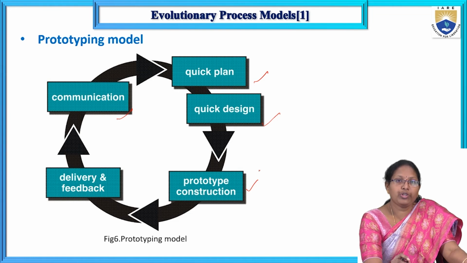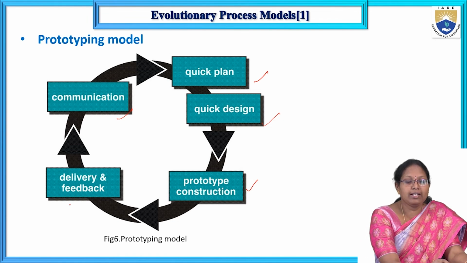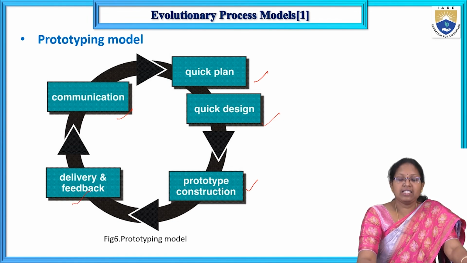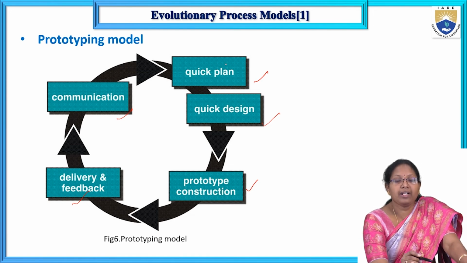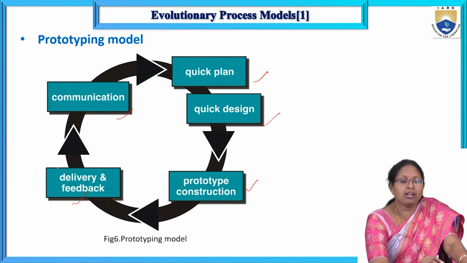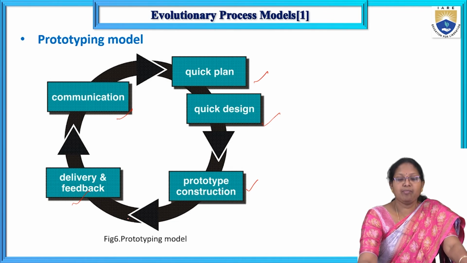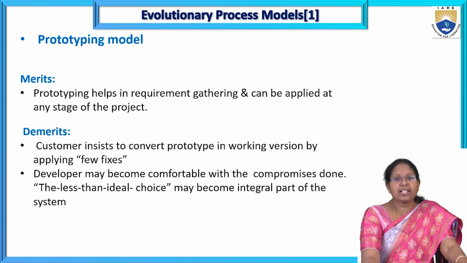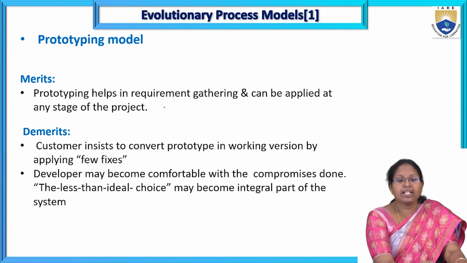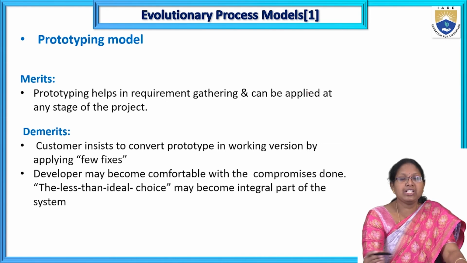Construct the models and the prototypes. Then go for delivery. While delivering, consider the feedback. Based on the feedback, go for communication, quick plan and quick design, then plan, prototype construction, and delivery. All the phases of the activities in the prototype model are in a cyclic manner. The prototype model has merits as well as demerits. The prototype helps requirement gathering and can be applied at any stage of the project.